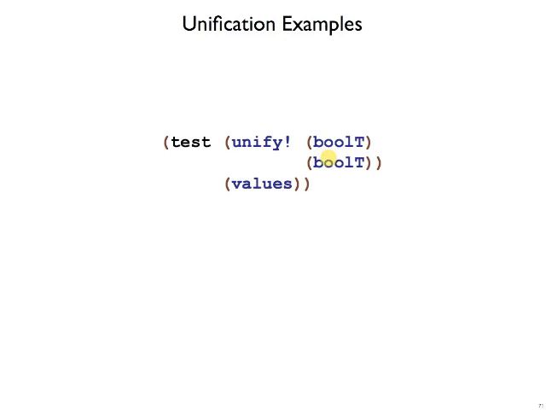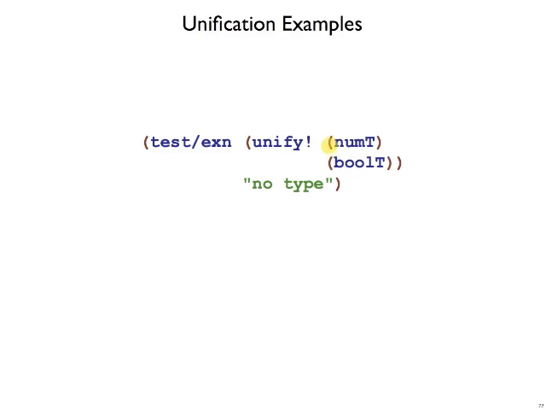Boolean can be unified with Boolean, but if we try to unify the number type with the Boolean type, then it fails with a no type exception. Our actual unify function is going to take a third argument, which is an expression that's used in reporting the no type exception. I'm just leaving it out for these examples.